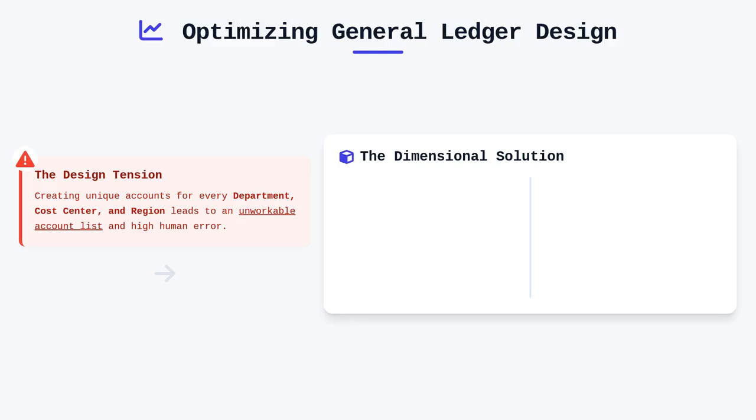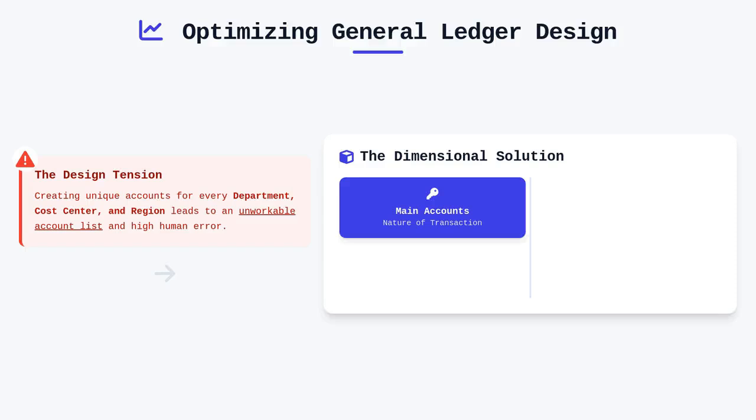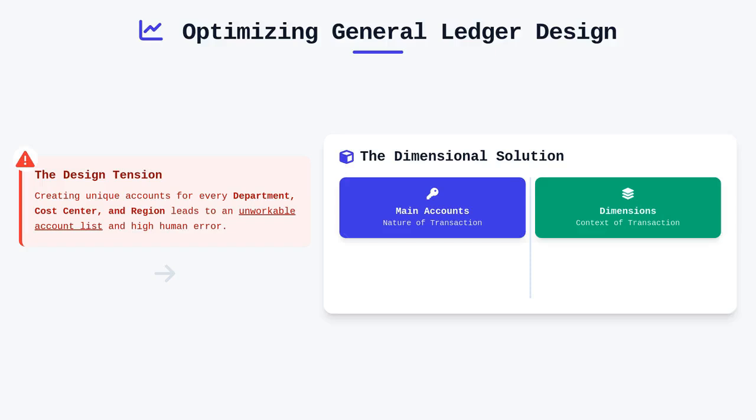Financial dimensions solve this by separating the nature of the transaction from the context of the transaction. You define your main accounts as the primary classification, while dimensions serve as secondary attributes that attach to these transactions. By offloading these details to dimensions, we maintain a clean and streamlined chart of accounts while capturing the specific data points required for sophisticated financial analysis.